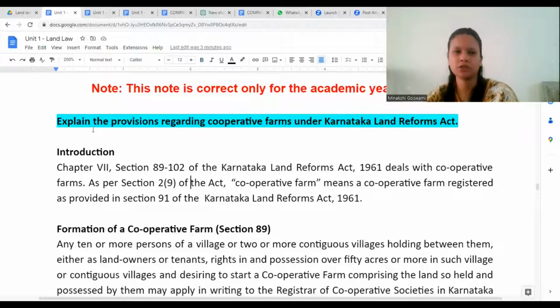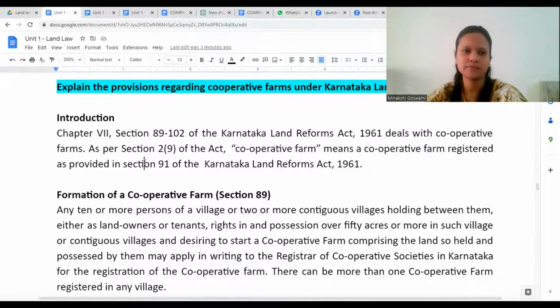So there is one question on explain the provisions relating to cooperative firm under Karnataka Land Reforms Act. Okay, so chapter 7, sections 89 to 102 of Karnataka Land Reforms Act, it makes provisions relating to cooperative firm. Okay, and section 2, clause 9 of this act defines what cooperative firm is.